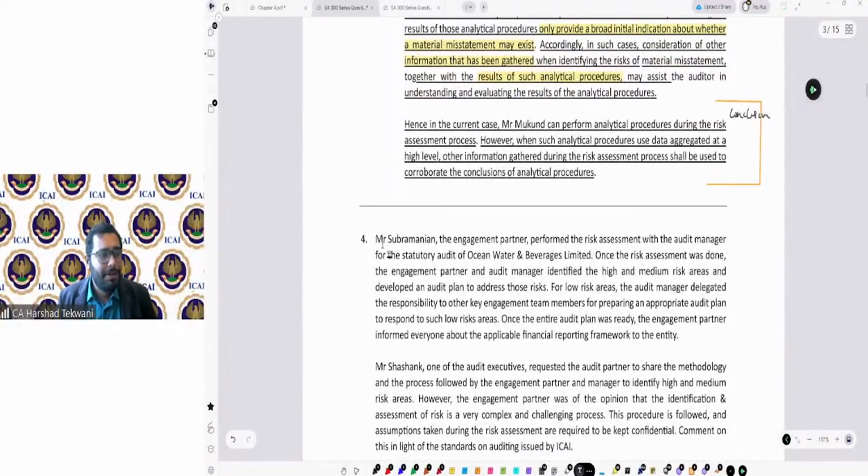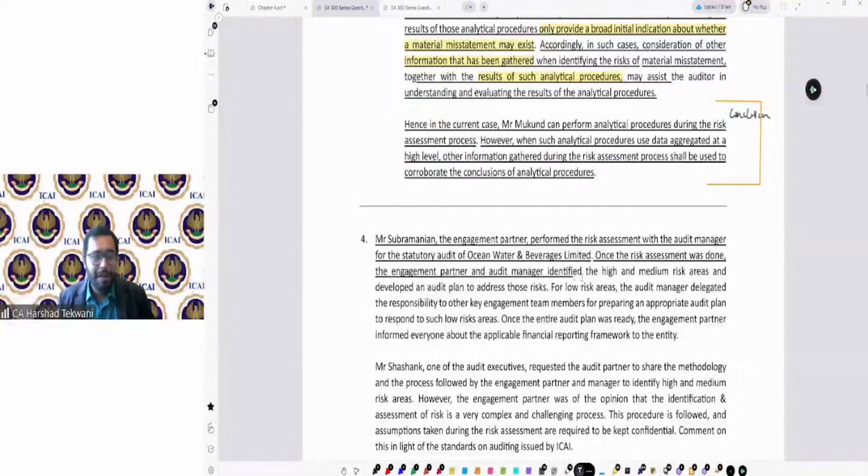The question is, Mr. Subramaniam, the engagement partner, performed the risk assessment with the audit manager for the statutory audit of Ocean Waters and Beverages Limited. Once the risk assessment was done, the engagement partner and the audit manager identified high and medium risk areas and developed an audit plan to address those. Okay, so once the risk assessment was done, then identified the high and medium risk areas, the way we did in Excel. For low risk areas, the audit manager delegated the responsibility to other key engagement team members for preparing an appropriate audit plan to respond to such low risk areas.